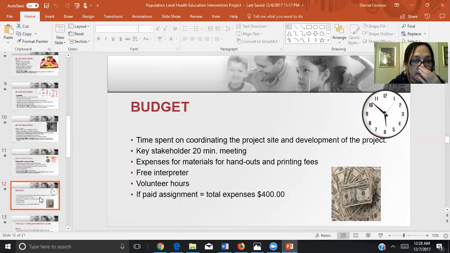Budget. The time spent on coordinating this project was discussion on the project site and development of the project. Key stakeholder meetings was a 20 minute meeting to discuss the type of audience and topics to be discussed. Expenses for materials included handouts and printing fees. The interpreter was free. This was a volunteer project, but if this was a paid assignment, total expenses would be $400.